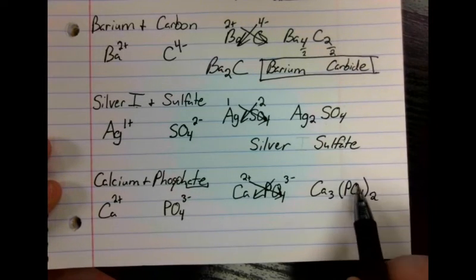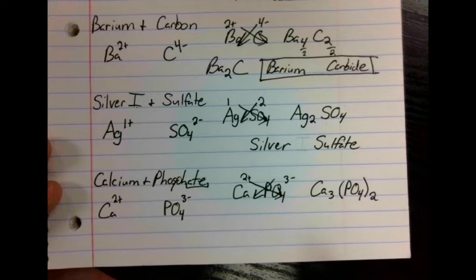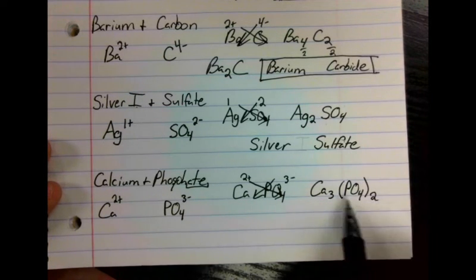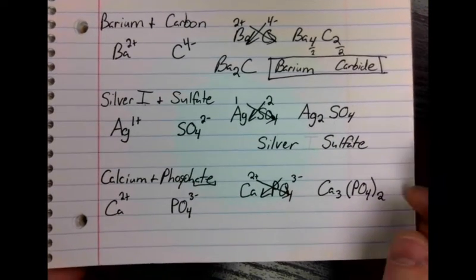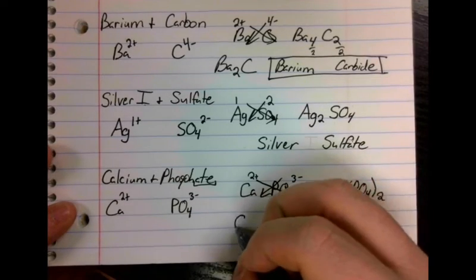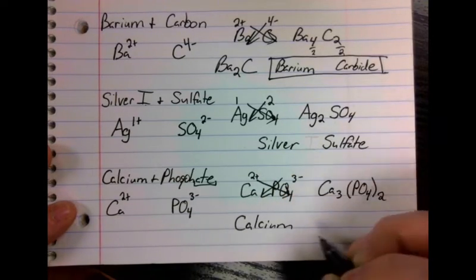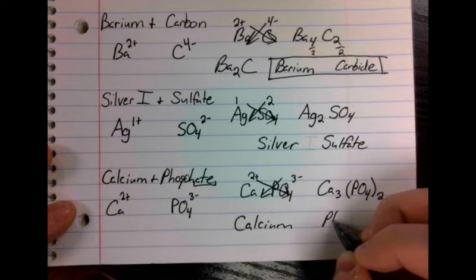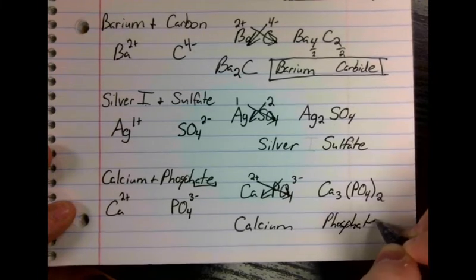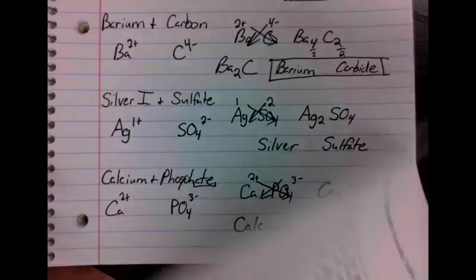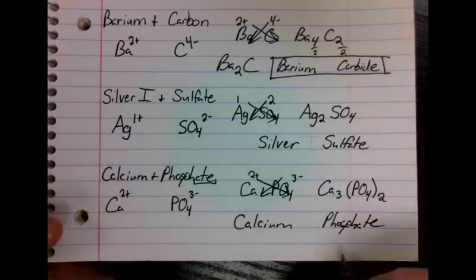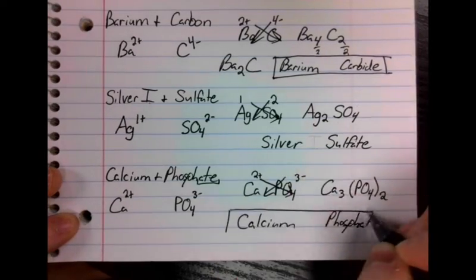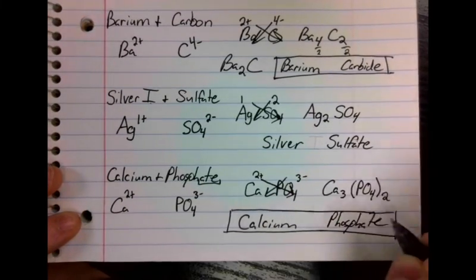We're going to put our polyatomic in parentheses, and then we're going to put our number outside of the parentheses. So 3 and 2 can't be reduced, so we don't need to do any reduction or anything like that. That's in its simplest form. So then we just name it. Naming it would be calcium, leave a gap, phosphate. Calcium does not need a Roman numeral because it is in this part of the table. We know it always has the same charge, so we don't put a Roman numeral when we get calcium phosphate.